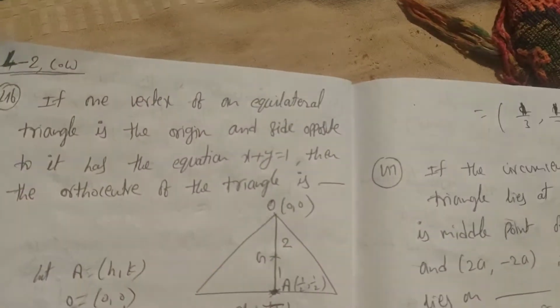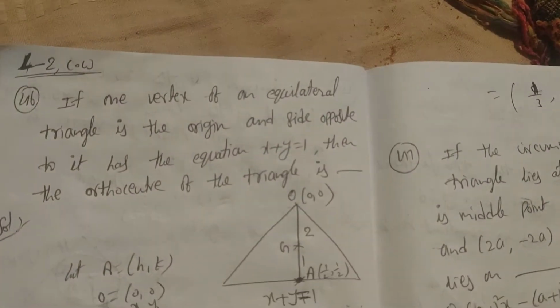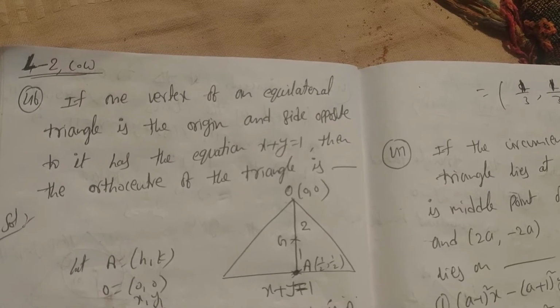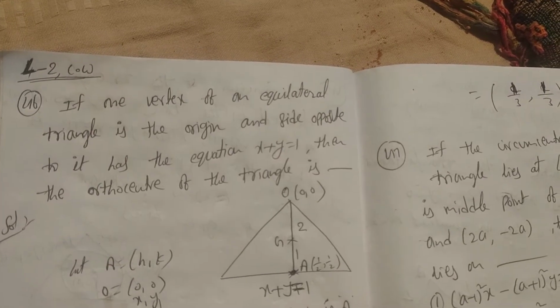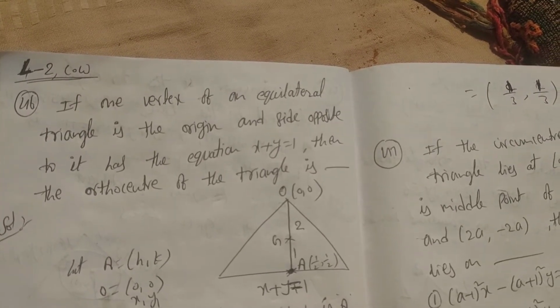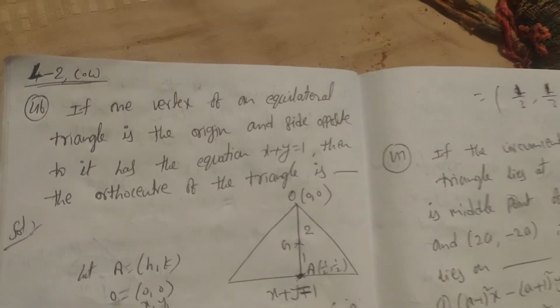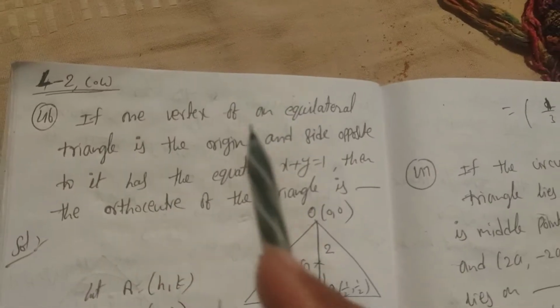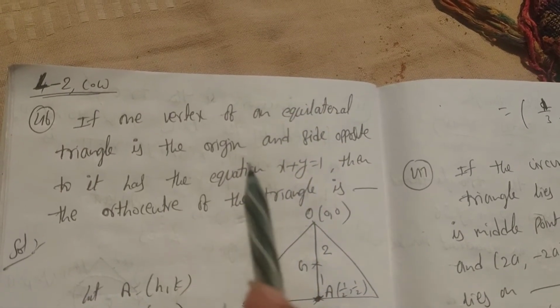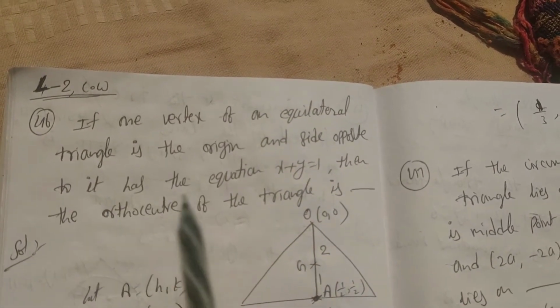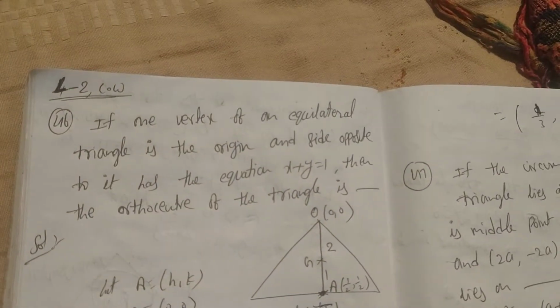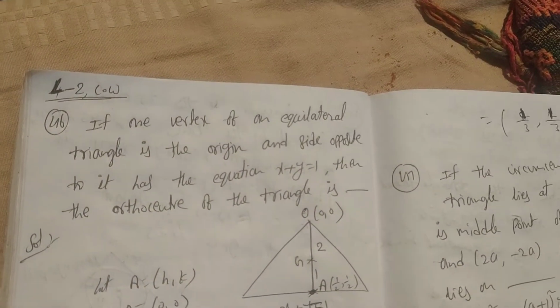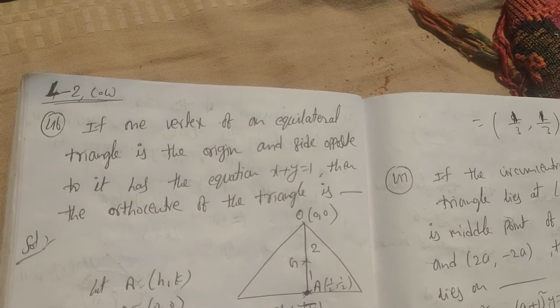Next question. If one vertex of an equilateral triangle is the origin and a side opposite to it has the equation x plus y is equal to 1, then the orthocenter of the triangle is. This is a level 2 classwork question. If one vertex of an equilateral triangle is the origin and the side opposite to it has the equation x plus y is equal to 1, then the orthocenter of the triangle is.